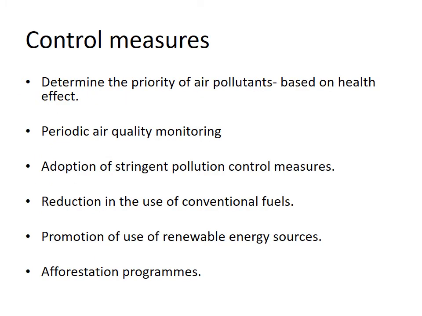Control measures: determine the priority of air pollutants based on the health effect. Periodic air quality monitoring. Air quality monitoring means checking how clean the air is or how much of the air is polluted. Adoption of stringent pollution control measures. Reduction in the use of conventional fuels. Promotion of the use of renewable energy sources, for example, solar energy, wind energy, etc. Afforestation programs, that means planting more trees.